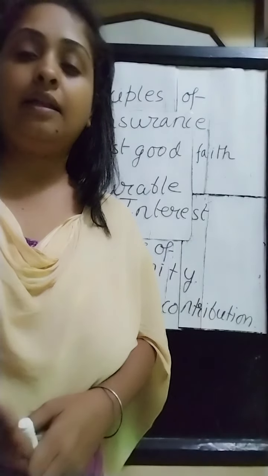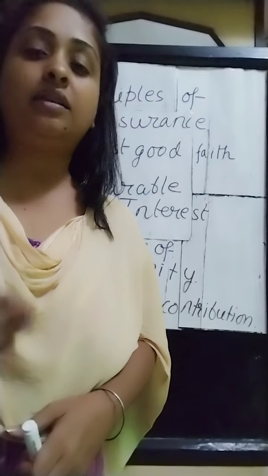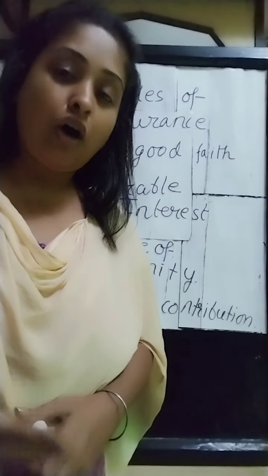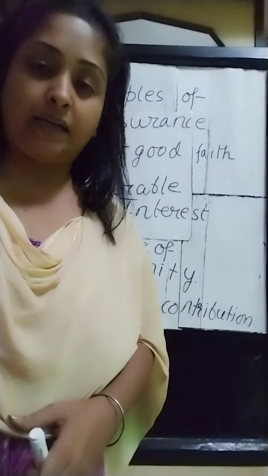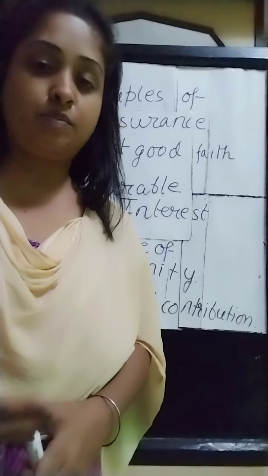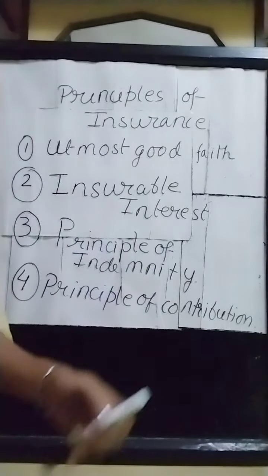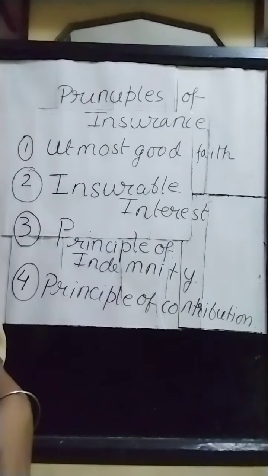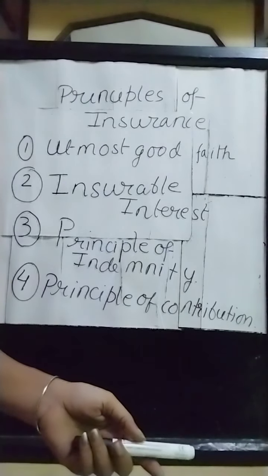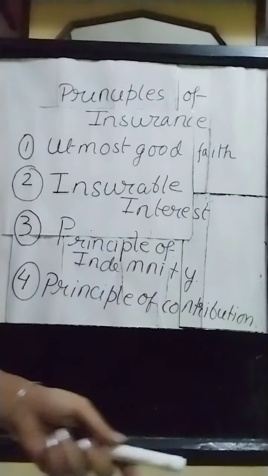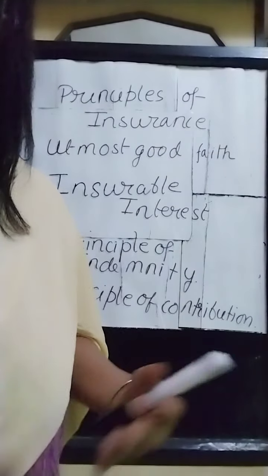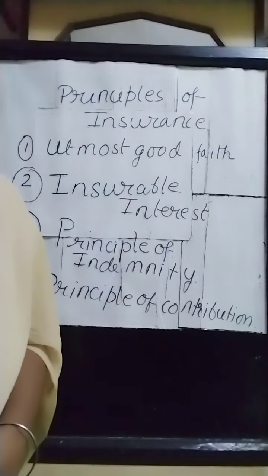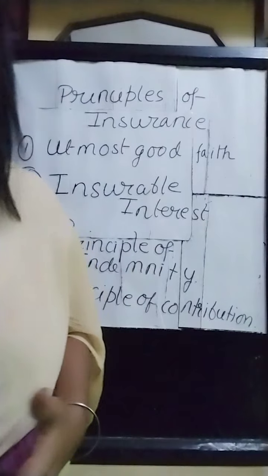with anybody. They must believe in the theory of full disclosure. Each one of them, whether the insured or the insurer, both the two parties involved in this business, must disclose every fact and figure to each other. Now, the insurer is required to disclose all the terms and conditions of the contract, and the insured is required to give complete details of the material facts related to the risk being proposed.